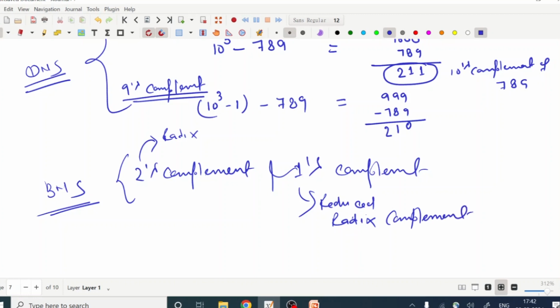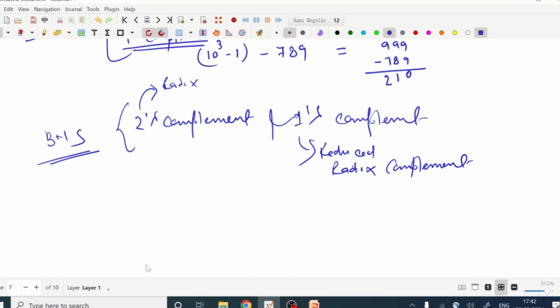Let us take an example. Suppose the binary number is 11011. This is a binary number, and all of it is the integer portion. We find the number of integer digits, meaning integer binary bits. How many binary bits are here? The total number of binary bits in this number is 5, so small n is equal to 5.